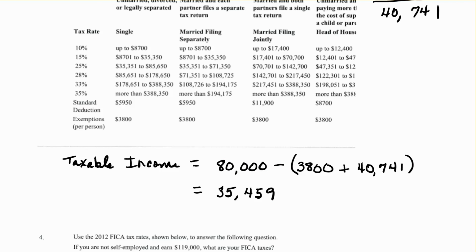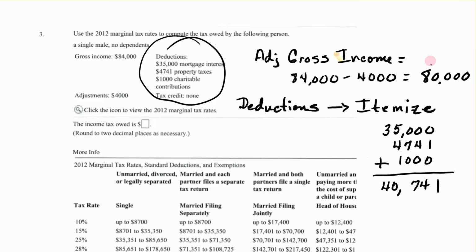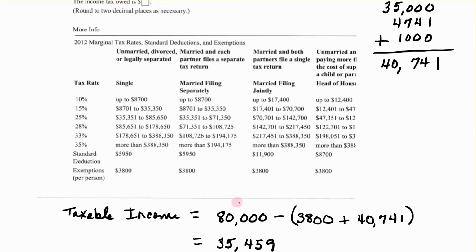Now, there's more to this problem. We haven't answered the question at all. We got the adjusted gross income. We decided that this person had a lot of deductions, so they would itemize, and we've added those up. Let me just remind you, your taxable income is your adjusted gross minus your exemption and your deductions. Okay, so we've got that.